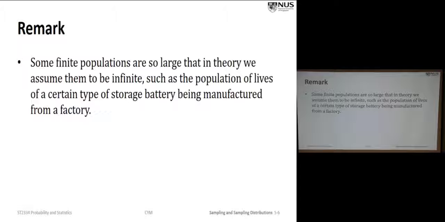Such as the population of the lives of a certain type of storage battery being manufactured from a factory. So the factory can produce many, many batteries. All right? So in that case, it's considered as an infinite population. Although it's not really infinite, the number of batteries that a factory produces may be very, very large. So we consider it as an infinite population.